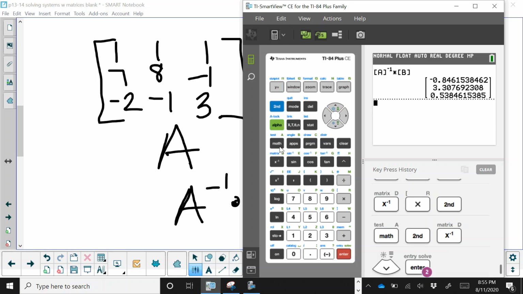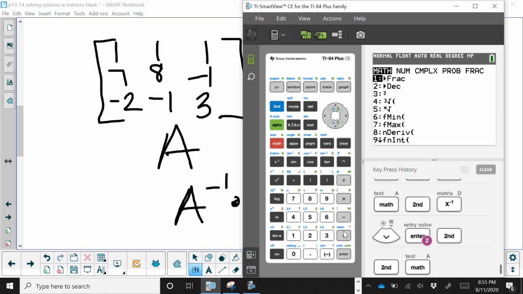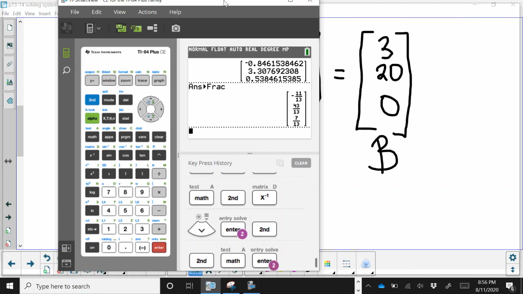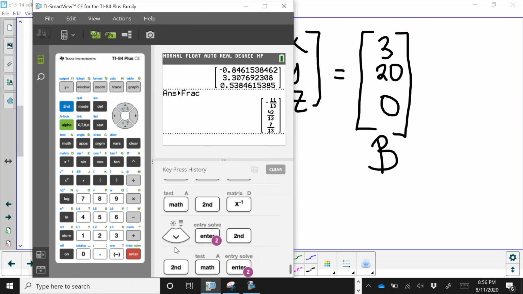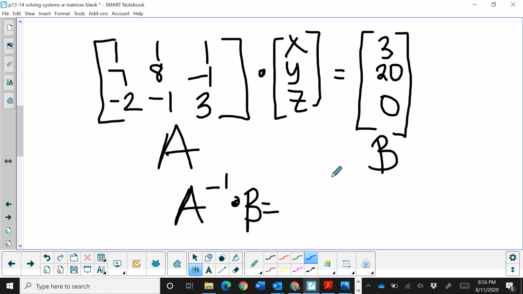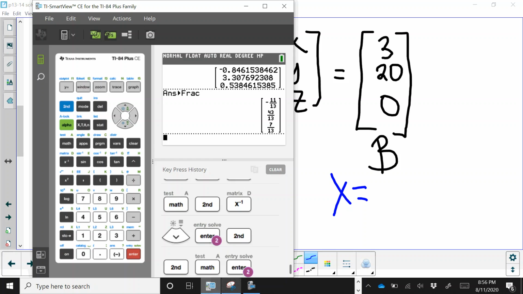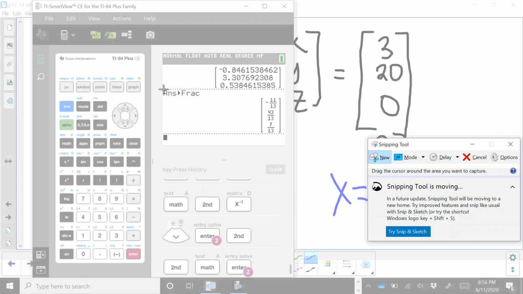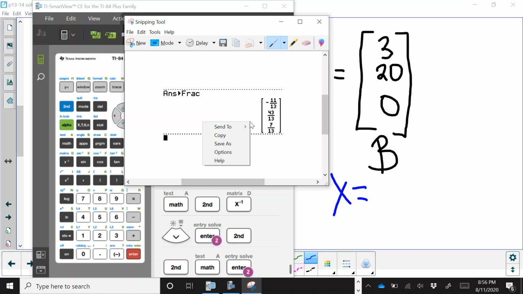So not real pretty. Let's change those to fractions. So let's just hit our math button, and boom, there are the answers. So the answers are x is, whoops, let me get my screen back up here. I'll just snip it, how's that? So you guys can see it a little bit better.